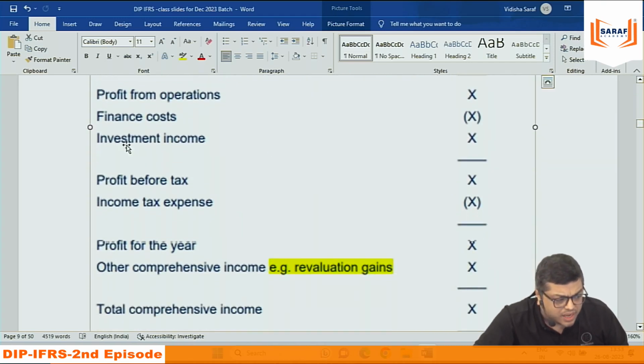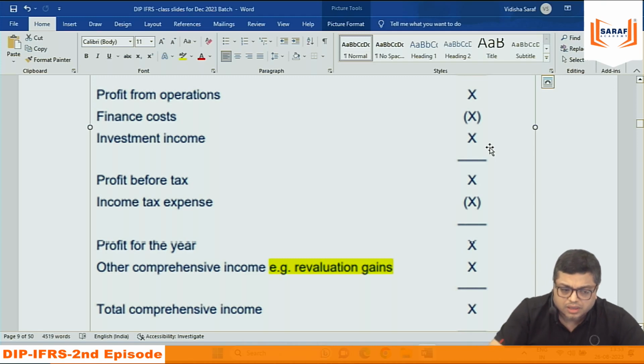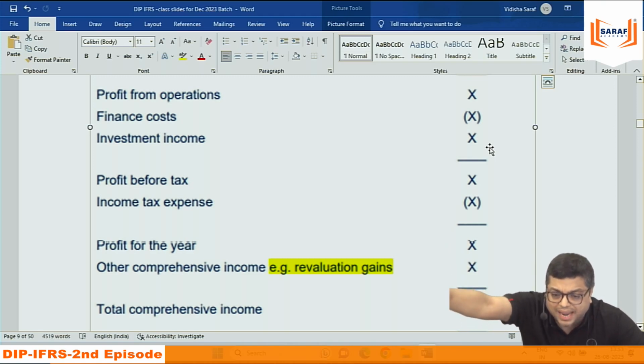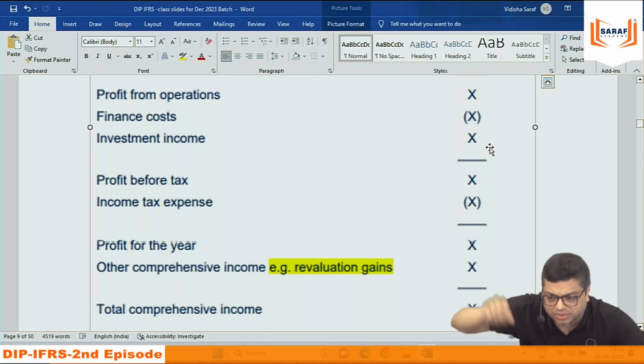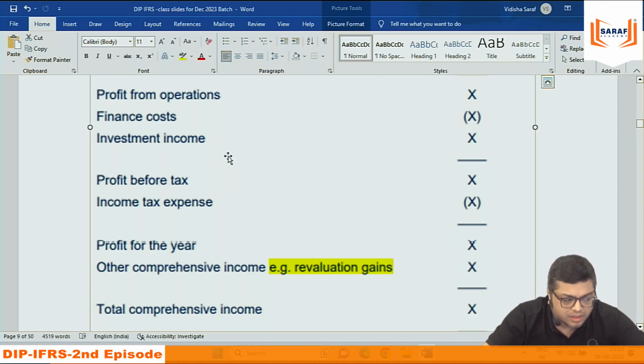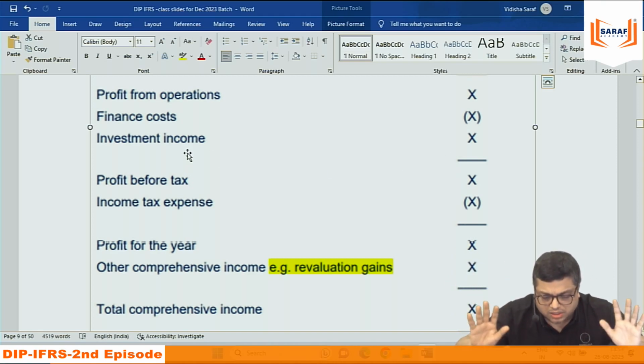The second thing we are saying, in the profit for the year, is investment income. What is this investment income? I gave the example in the last class. If I have invested some money in a bank as an FD, fixed deposit, say Saraf Academy's surplus money deposited in the bank under FD, and under the FD I am getting interest income. My business is not this. I am not a banking or financial institution.